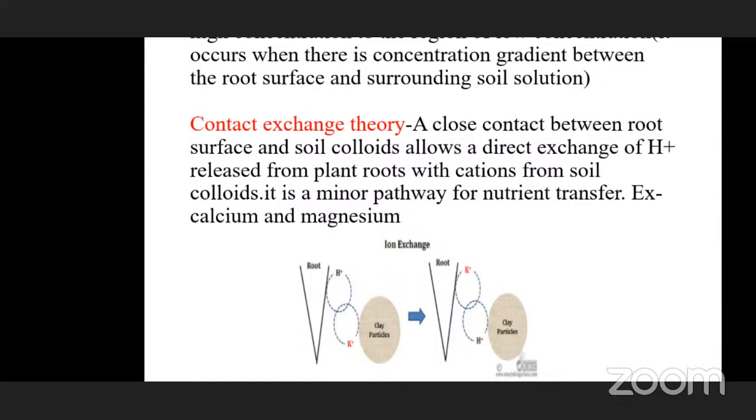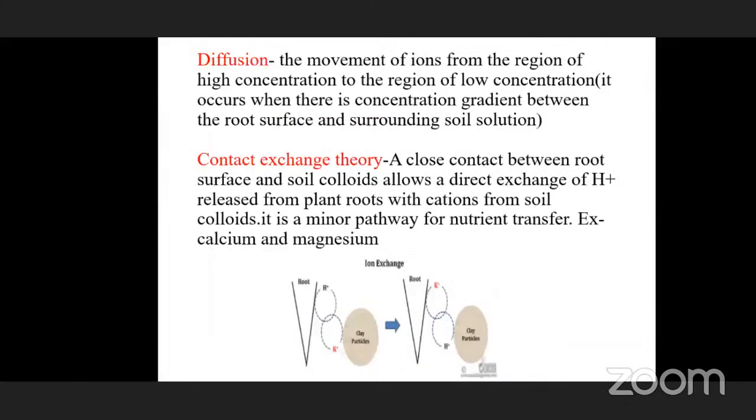K plus ions are present in the clay particles and H plus ions are present on the roots. So the H plus from the roots will go to the clay particles and the K plus will go to the roots. So it is exchanging. This is the contact exchange theory. Likewise, calcium and magnesium get passed to the roots by this contact exchange theory.